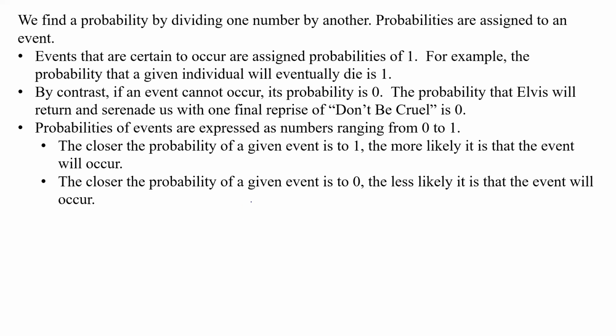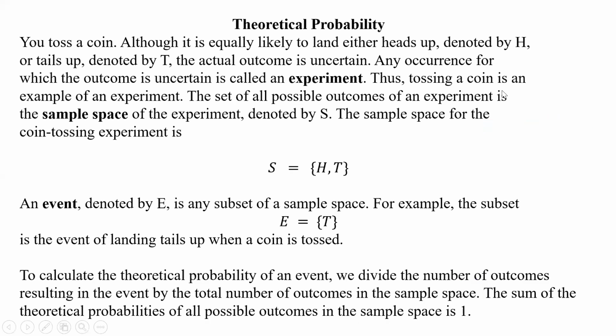The probabilities of events are expressed as numbers ranging from 0 to 1. Notice they're numbers from 0 to 1. So that means 0, 0.1, 0.2, 0.45, all the way up to 1. These are not percentages or anything else. They're probabilities, so it's usually a decimal somewhere between 0 and 1. The closer you are to 1, the more likely the event is to occur, and the closer it is to 0, the less likely that event is going to occur.